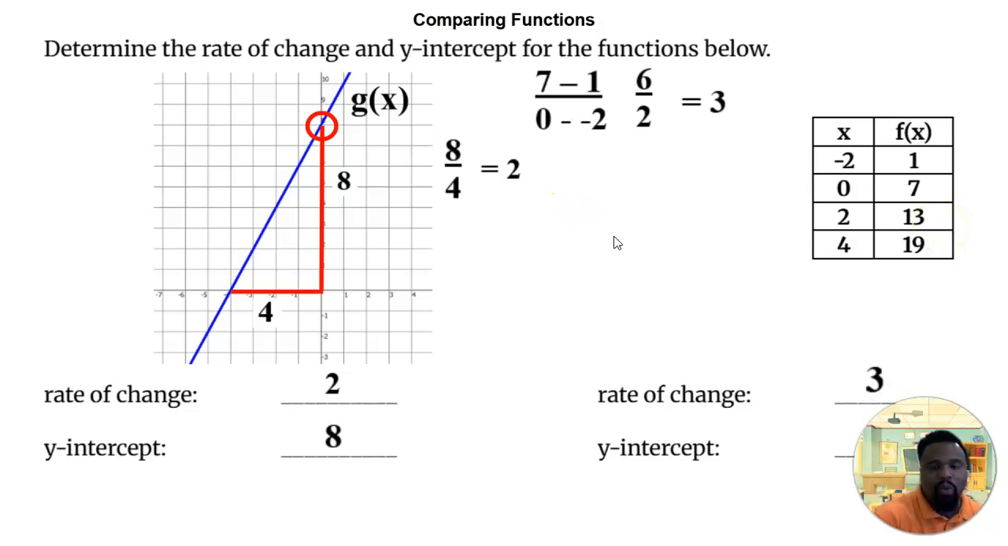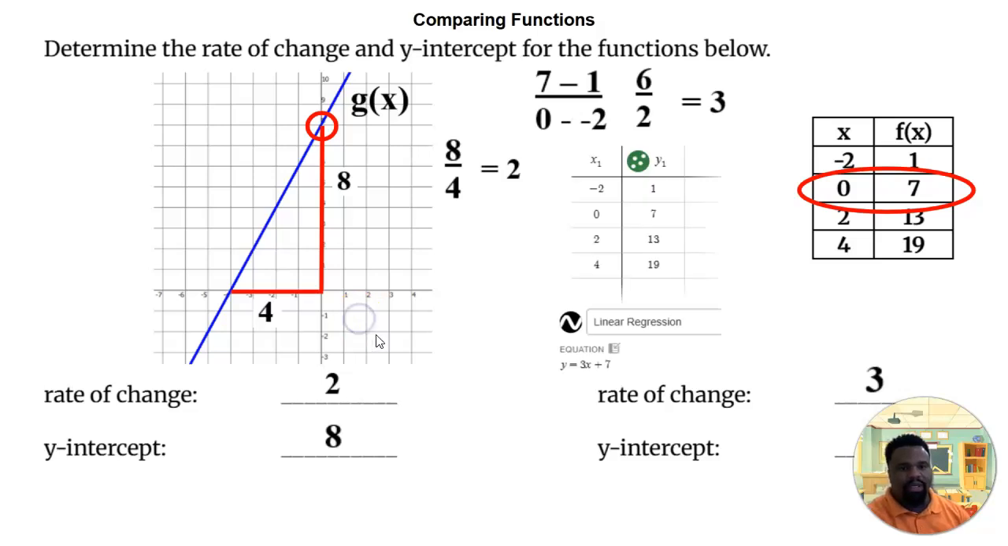All right, and then your y-intercept. All you have to do on your table to find your y-intercept is see where x is 0 and find the corresponding y, or f of x, your corresponding output. That's going to be your y-intercept. So if you look here, when x is 0, my output is 7, so my y-intercept will be 7. Now, let's compare. g of x has a higher y-intercept than f of x, but f of x has a higher rate of change than g of x.